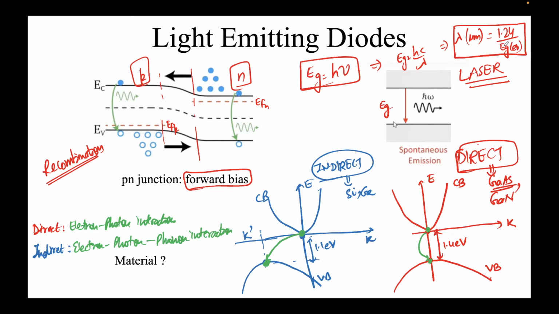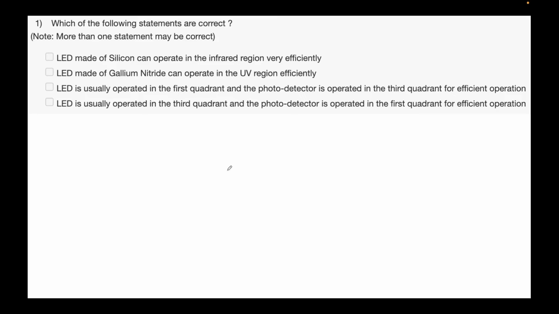So what band gap can you choose, or what is the nature of the band gap, should it be direct or indirect. We touched upon them, and now we can at least answer the first and second options. So an LED made of silicon can operate in the infrared region very efficiently. The problem is the word very efficiently; no, it cannot, because silicon is an indirect band gap material. But let's still try to find out what kind of photon will be emitted.